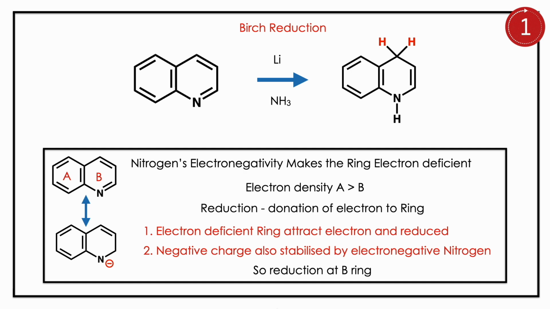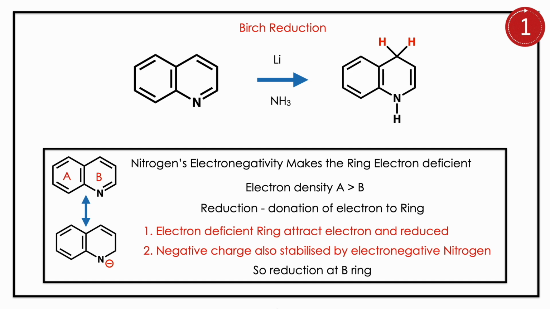The reduction happens at the nitrogen ring. Why? Because nitrogen is electron withdrawing in nature. In the periodic table, it's near to fluorine. So the reduction happens at the B ring. Why? Because electron withdrawal makes the ring electron deficient. So the B ring will be less dense than A. Since the attacking species is an electron, it attacks the B ring, the reduction happens and you have the final product.